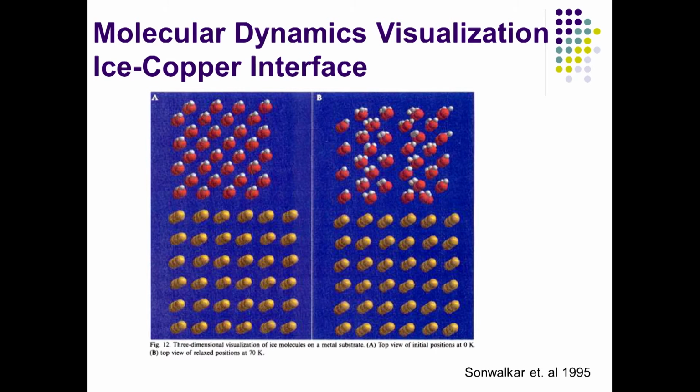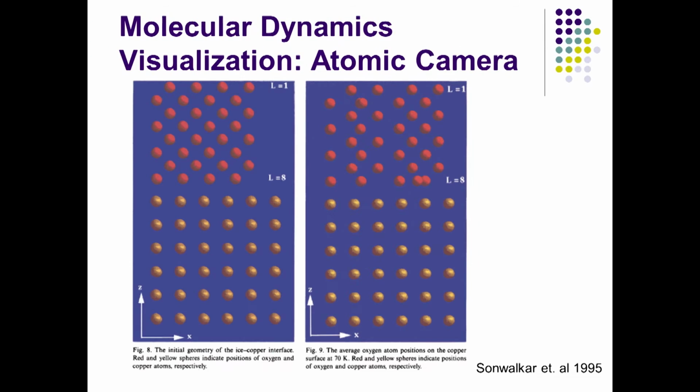Now we look at our molecular dynamics visualization on ice and copper. Let me first go here. This is the atomic camera. This is where it becomes very interesting. These red atoms show the oxygen positions on these golden-colored atoms, which represent copper.